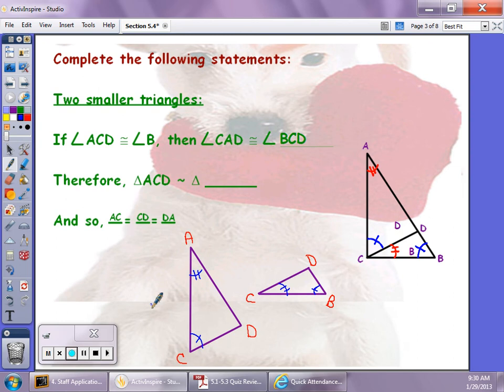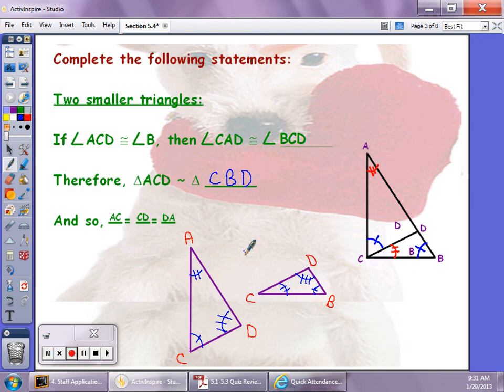What I'm going to do now is mark the third angle congruent with 3 tick marks. Okay. So now I'm going to complete the statement. So we have triangle ACD. So ACD goes from 2 tick marks to 1 tick mark to 3 tick marks. So we're going to follow the same pattern for the smaller triangle. So this triangle would be CBD. So C, B, D. So we went from 2 tick marks to 1 tick mark to 3 tick marks.